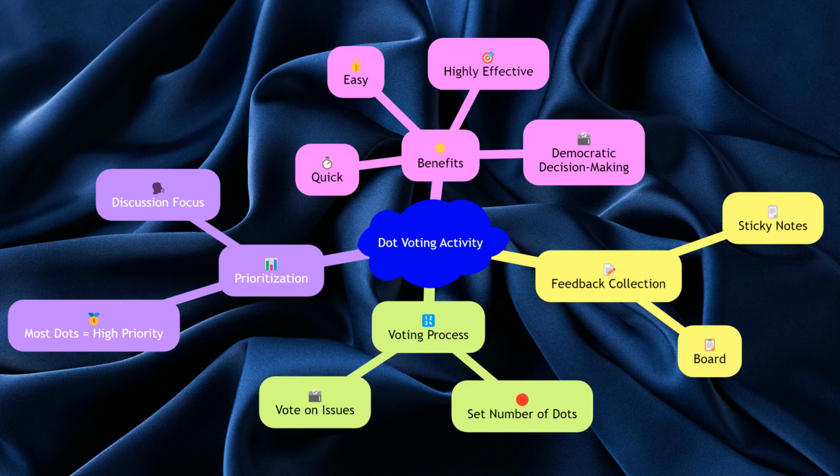The dot voting activity is a simple and effective way to prioritize feedback and identify the most important issues.